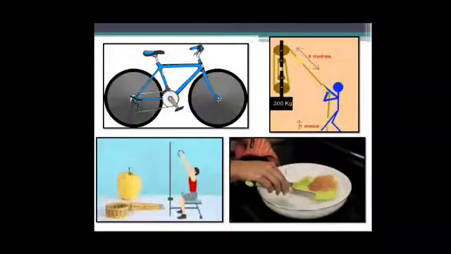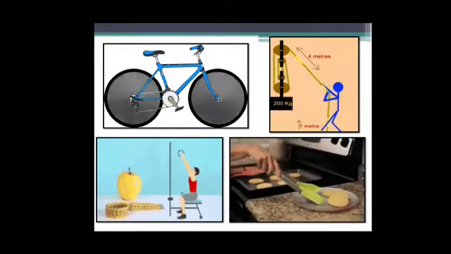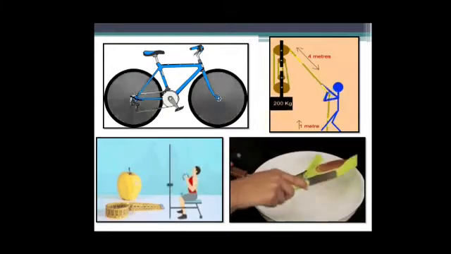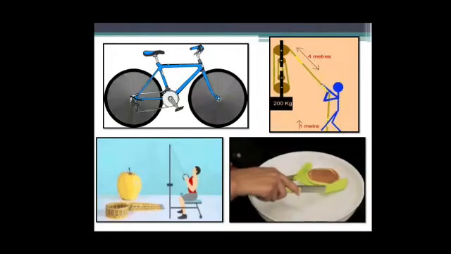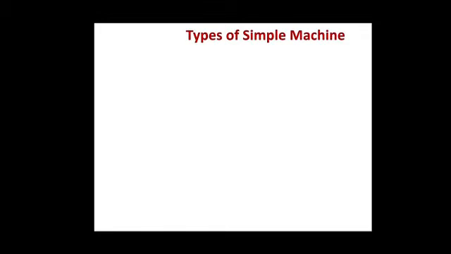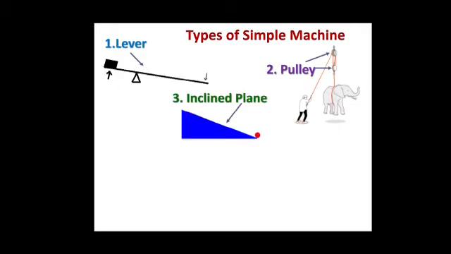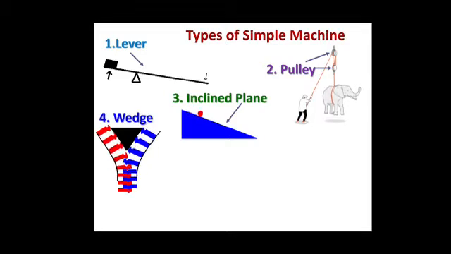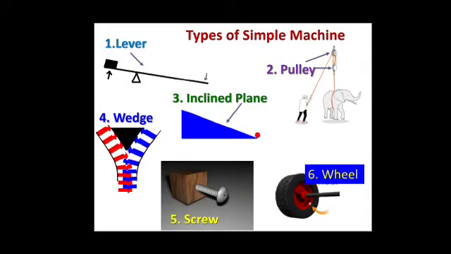You can see examples of some simple machines, and how we use these simple machines in our day to day life to make our work easier. Now we will see the types of simple machines: lever, pulley, inclined plane, wedge, screw, and wheel.